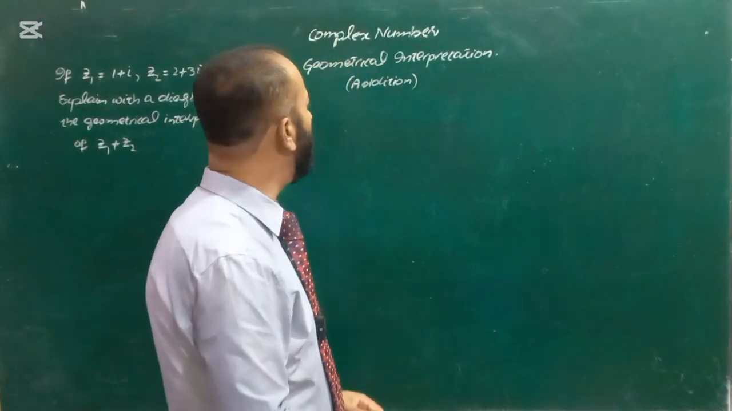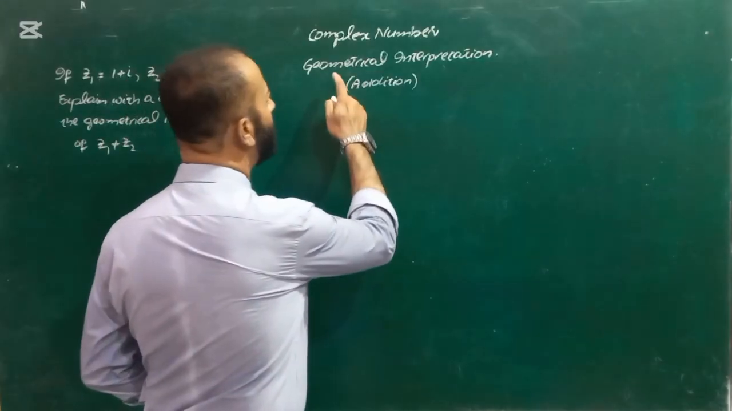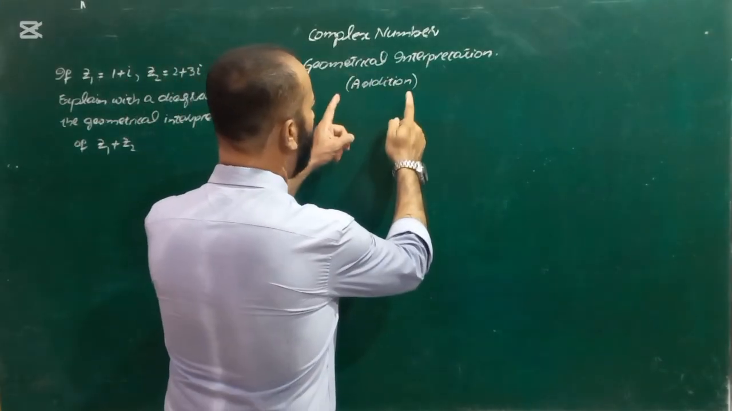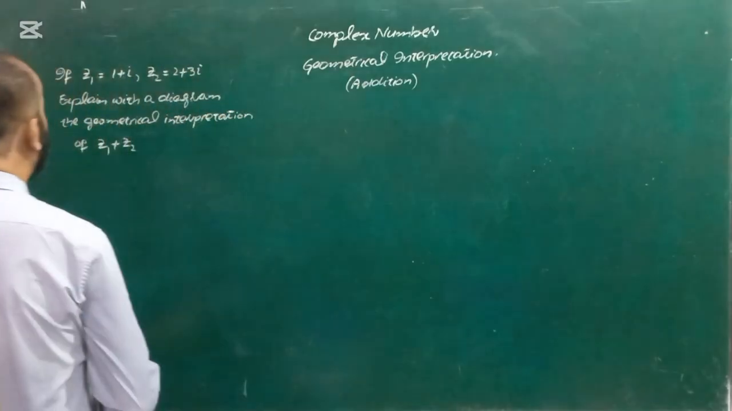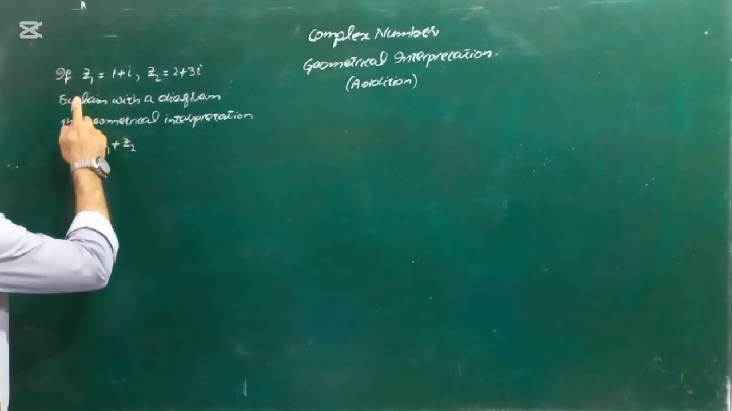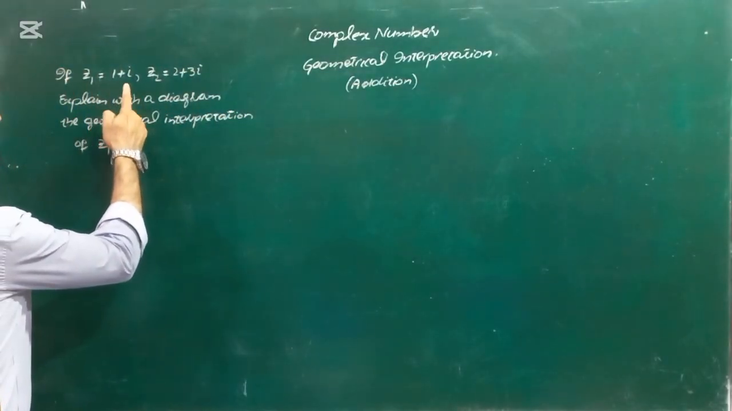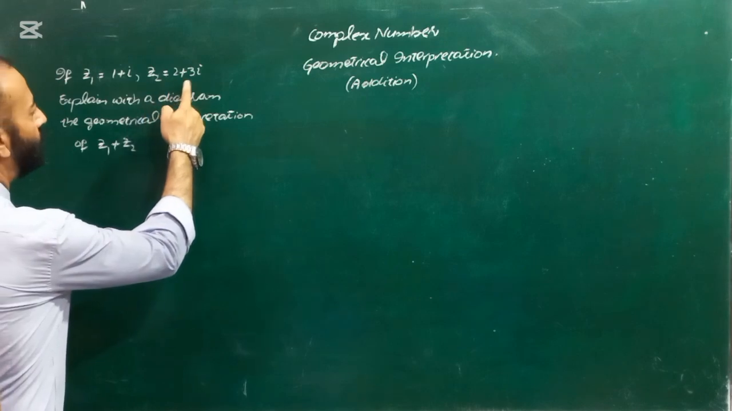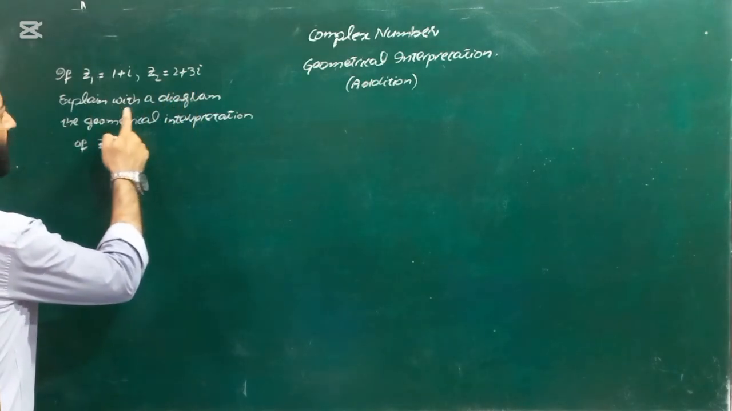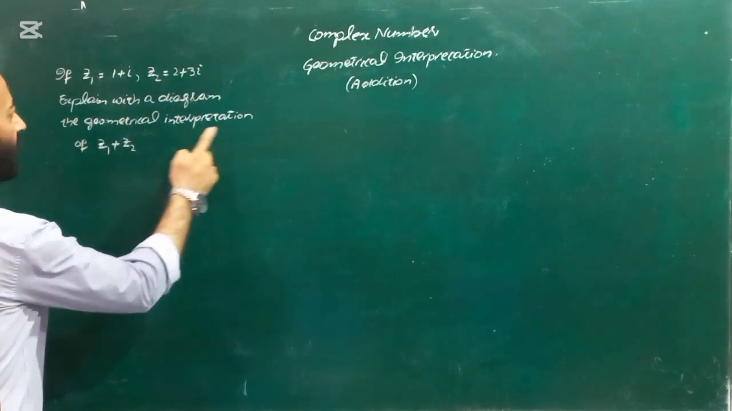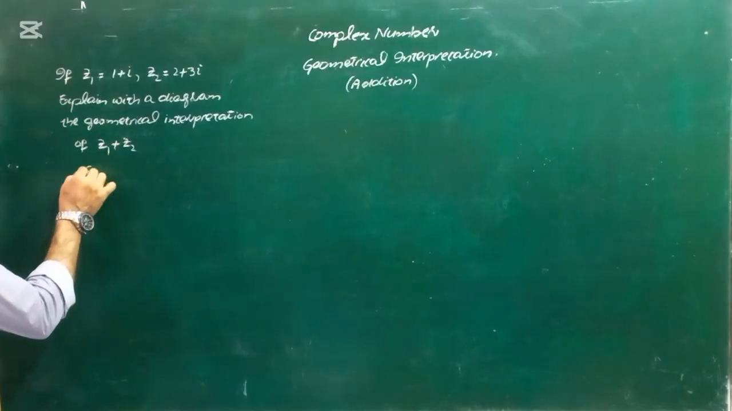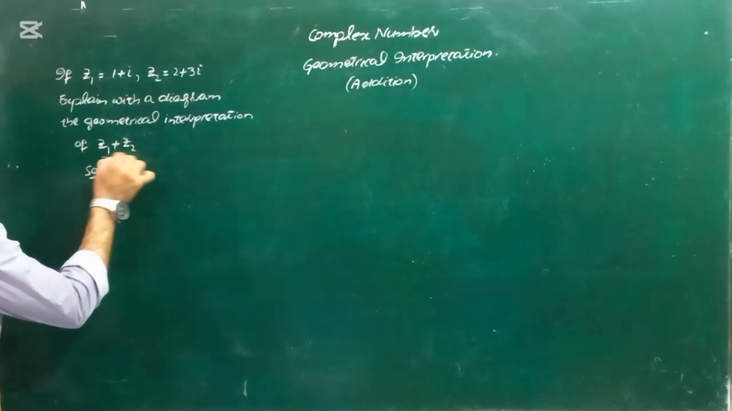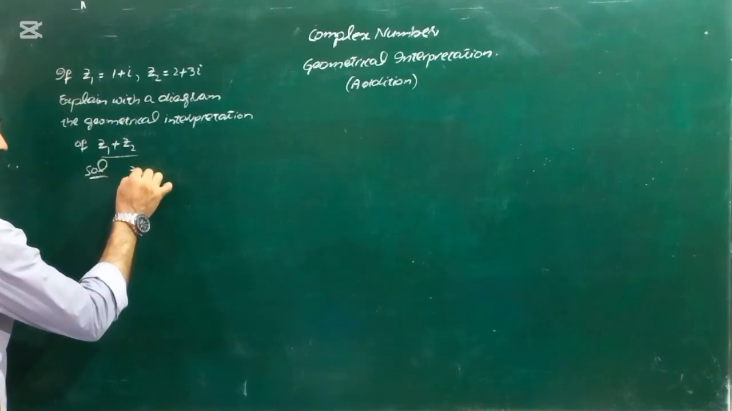The next thing that we are going to read in the complex number is geometrical interpretation, and geometrical interpretation of addition. So look here, here is a question. If z1 is equal to 1 plus iota and z2 is equal to 2 plus 3 iota, explain with a diagram the geometrical interpretation of z1 plus z2. So look now, solution. Actually, we have to find first z1 plus z2.